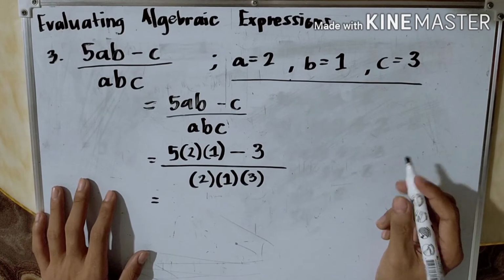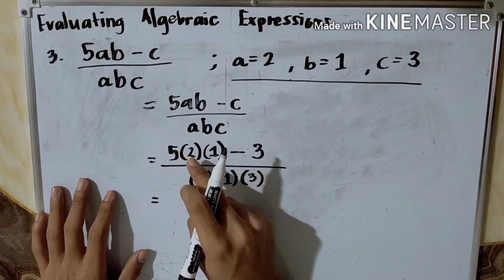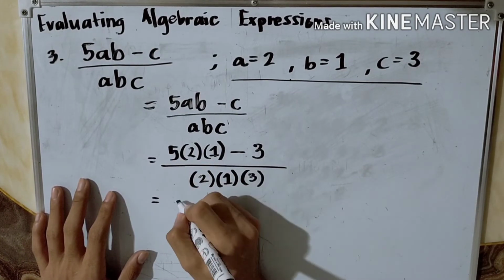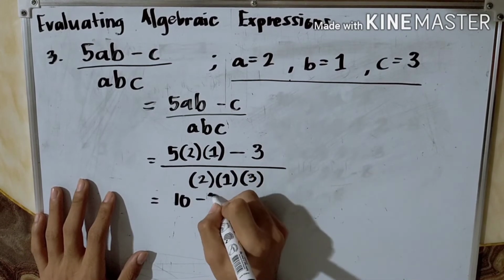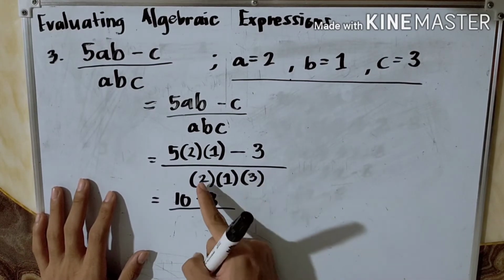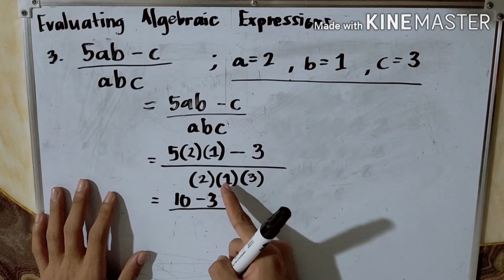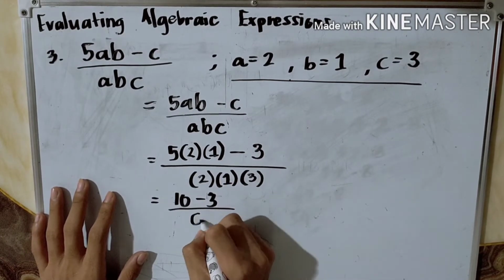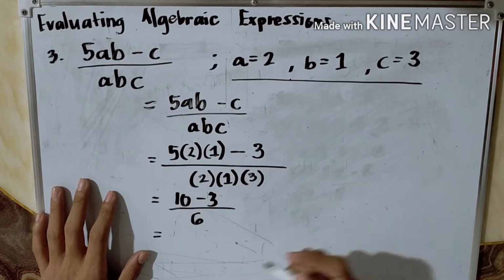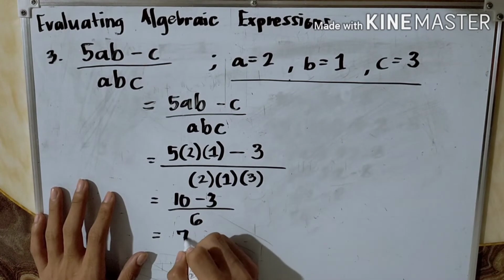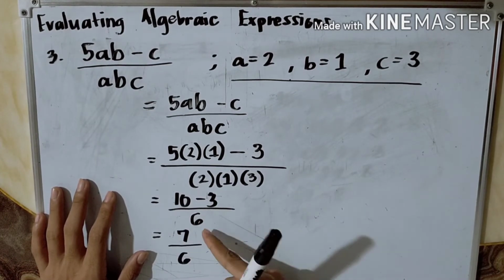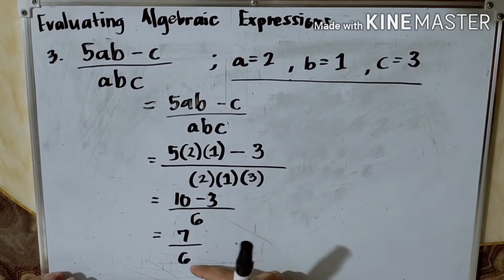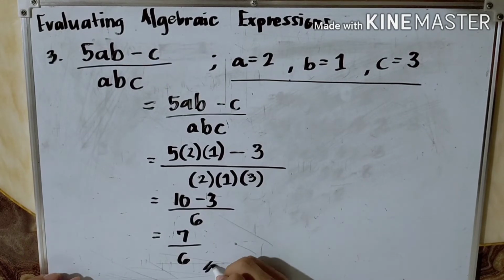Then, simplify the operation. 5 times 2. So that is 10. Times 1 is 10. Minus 3. All over, 2 times 1. 2 times 3, that is 6. And what is 10 minus 3? 10 minus 3 is equal to 7 over 6. Since hindi na natin siya masisimplify, that is your final answer.